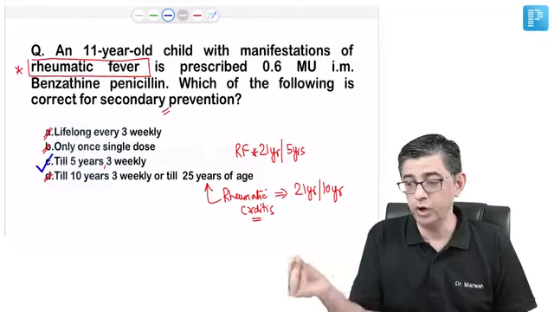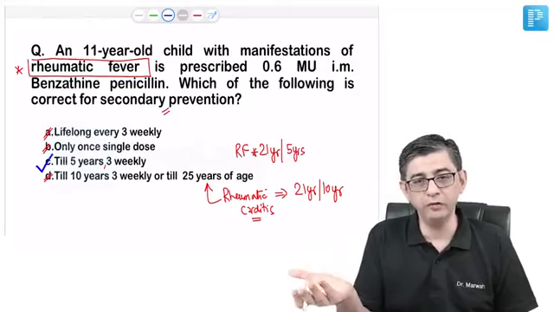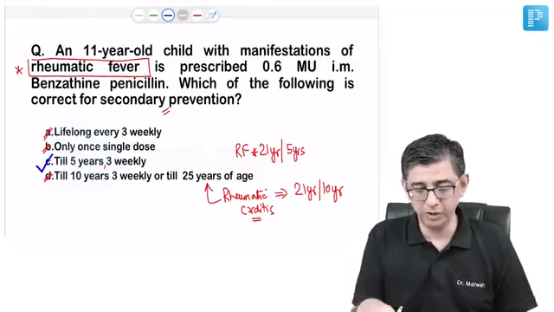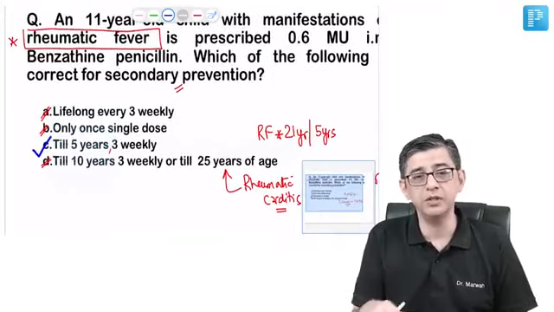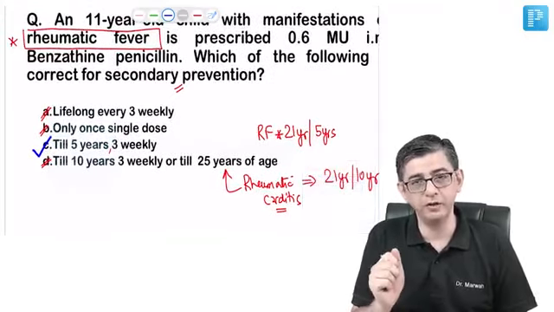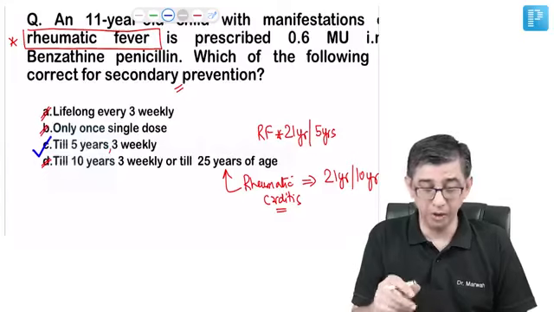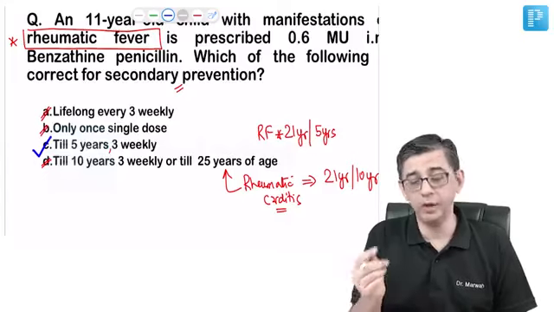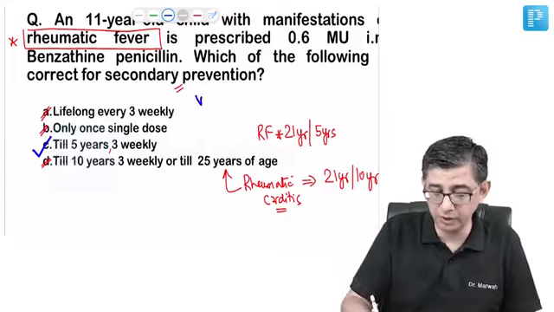They are not going to ask you what is the dose corresponding to the body weight, but they just said which of the following is correct for secondary prevention, and the question said one is lifelong, every 3 weeks. Lifelong is okay. I mean, we do go even for lifelong. Let me say if the child has had a valve replacement.